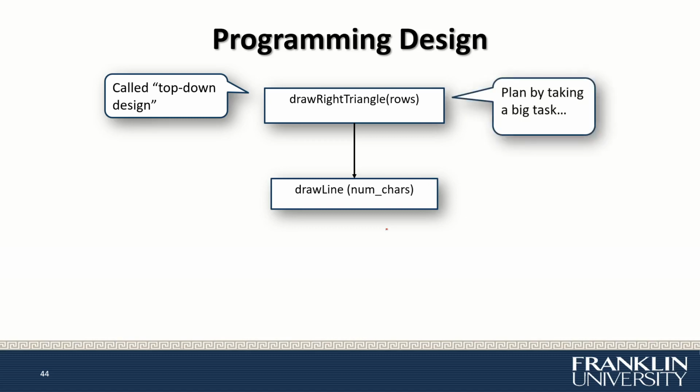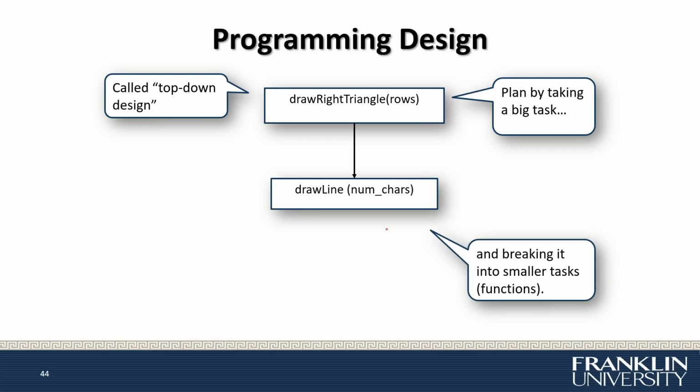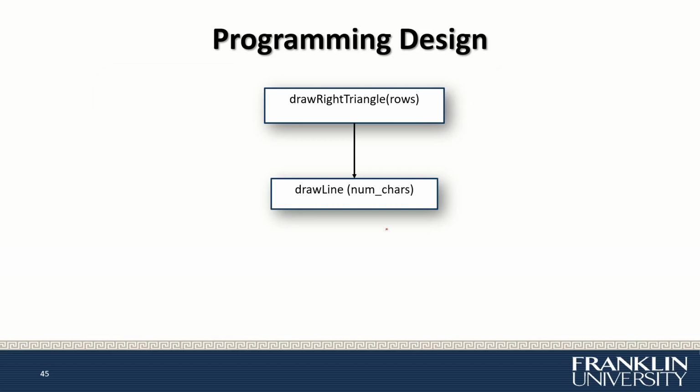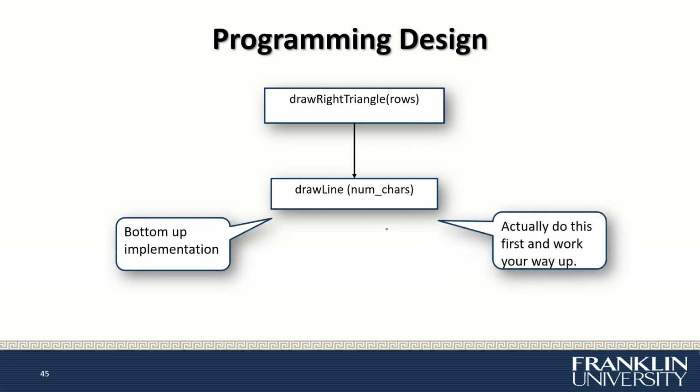I plan by taking the big task of drawing a triangle and breaking it down into smaller tasks. Draw a line. In order to draw a triangle, I need to know how to draw a line. And when I implement it, it's a bottom-up implementation. What that means is I will actually do this first. I actually do draw line first before I do draw right triangle.